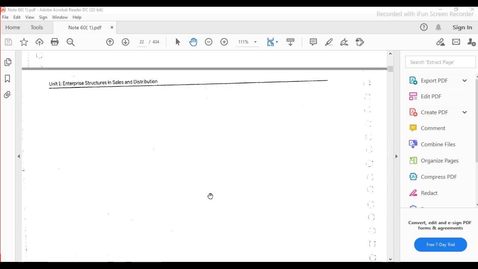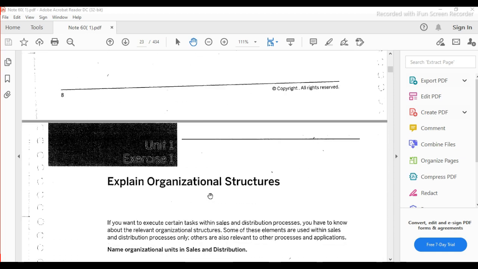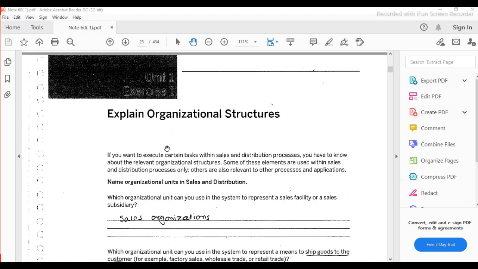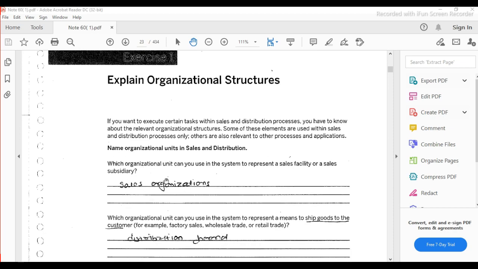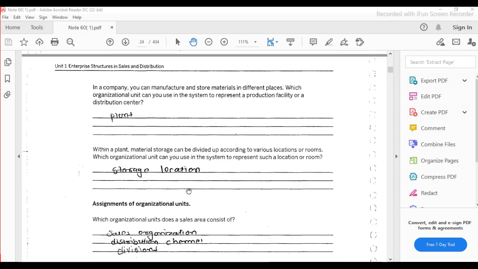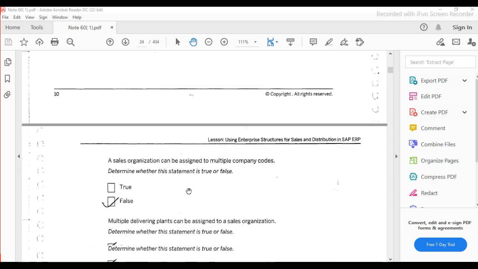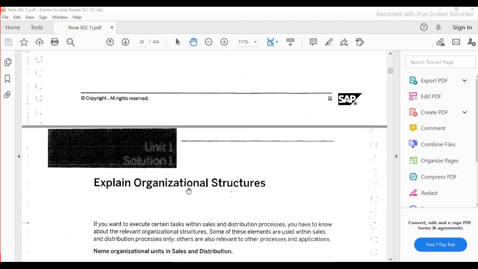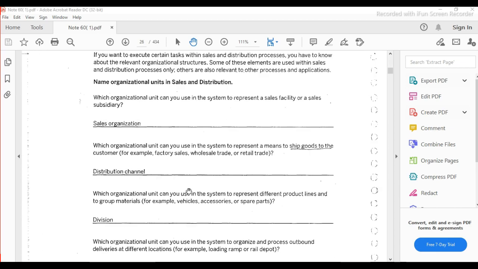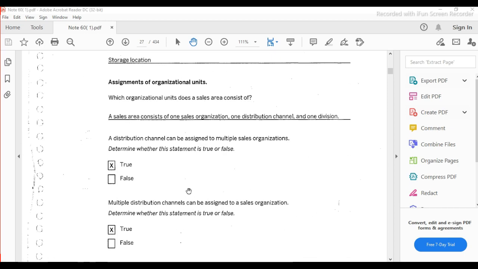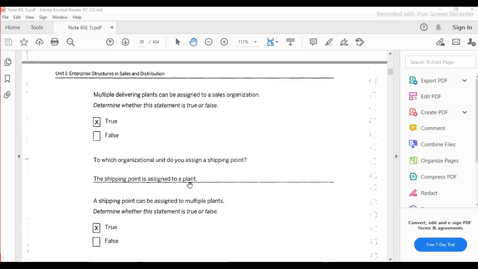Then we have some exercises here. Unit 1, exercise 1. These are basic questions about the things I have explained. They have given the solution also. We will leave it.